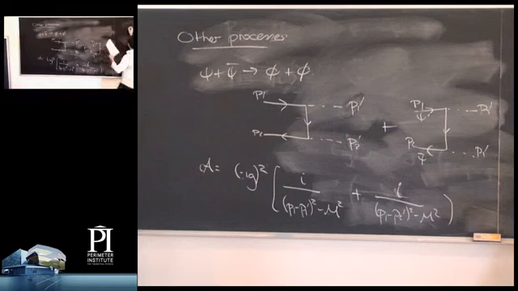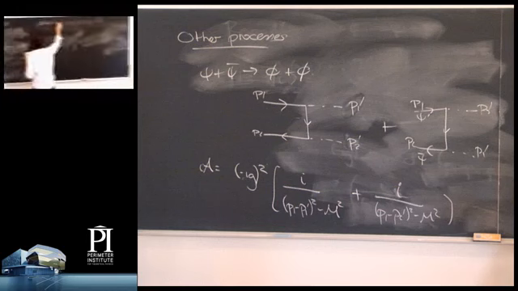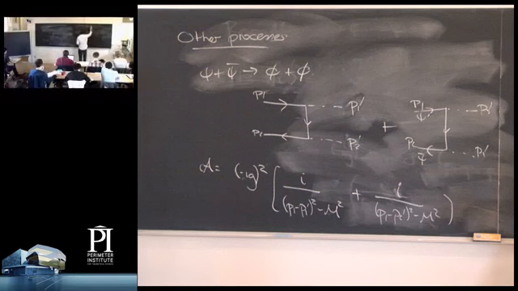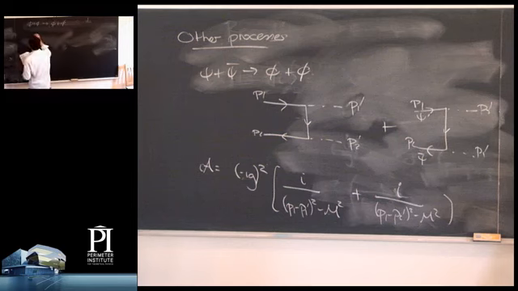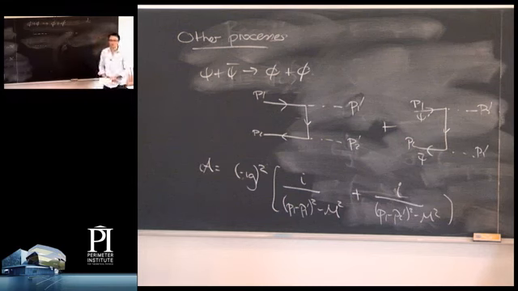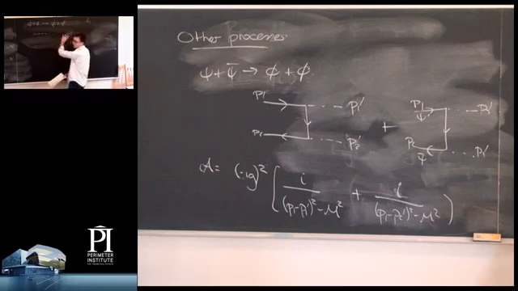Another process is meson scattering: two mesons go to two mesons. The kind of diagrams we can draw for this are a little more complicated now. So we have two mesons coming in and two mesons going out. Who can think of what the simplest diagram is that connects two mesons to two mesons, other than just connecting the lines?